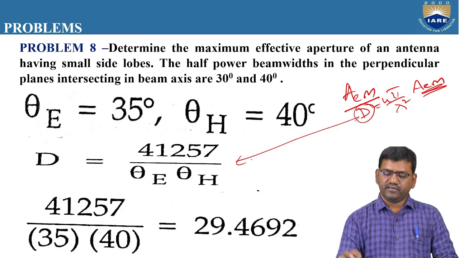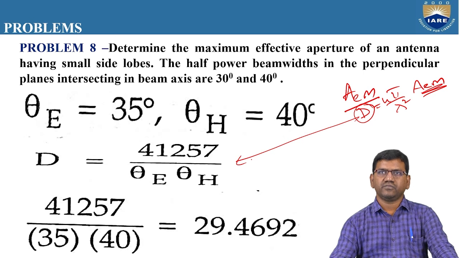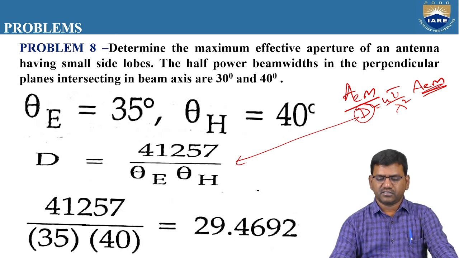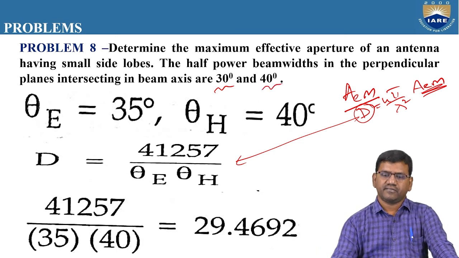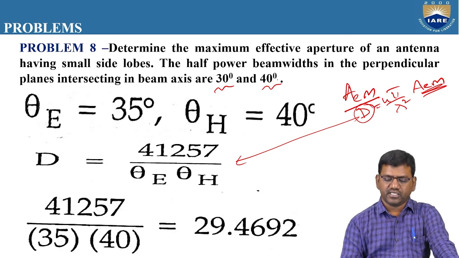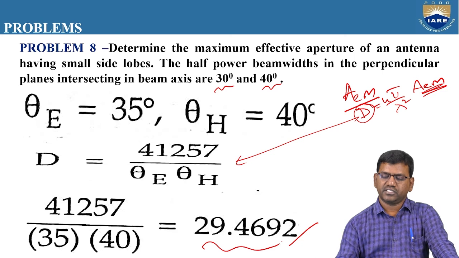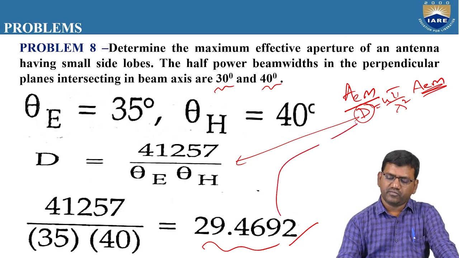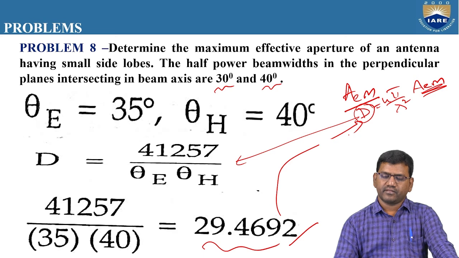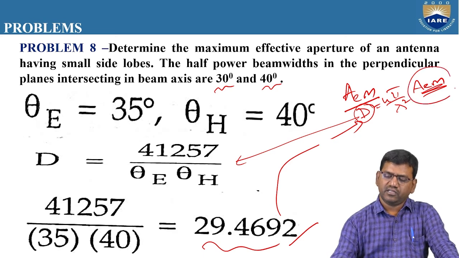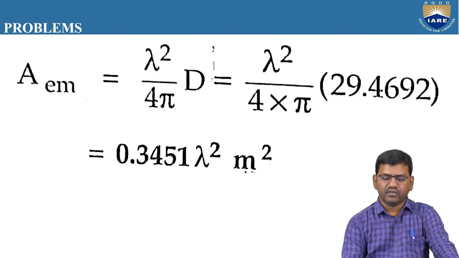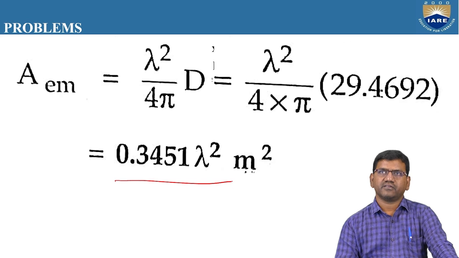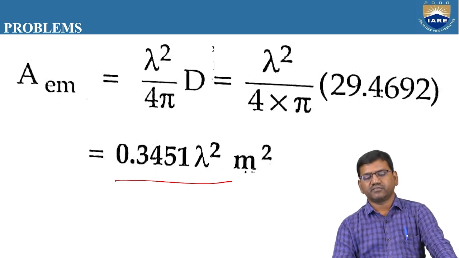There is a formula for D. D is equal to 41,257 by theta E into theta H. Theta E and theta H are given as 30 degrees and 40 degrees in the problem. If you substitute 30 degrees into 40 degrees, you will get the value of D as 29.4692. Now you substitute this 29.4692 here and find the value of AEM. You will get the maximum effective aperture in terms of lambda square. That is AEM is equal to lambda square by 4 pi into D.